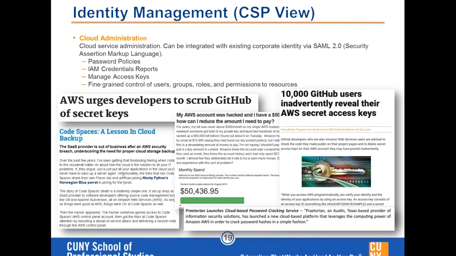So in terms of time check, we've got 12:49, and I want to leave a few minutes for questions. But the next thing I want to talk about is identity and access management, which is great.